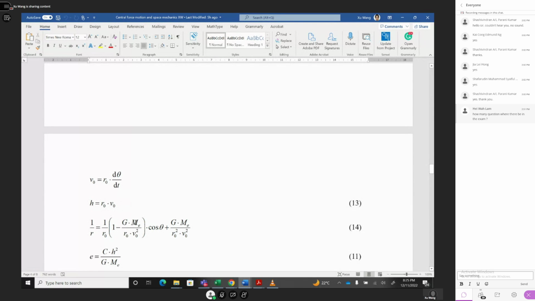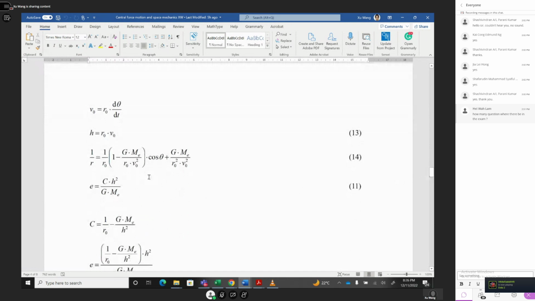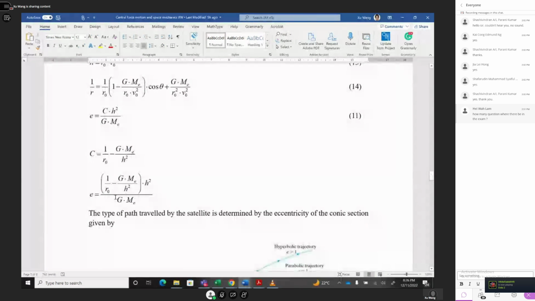And this one, the original, is C. Replace C by this one, and then you get the final equation like that. And this C is this part. Also you can put this one into the C, and then you get your final E equal to this one.